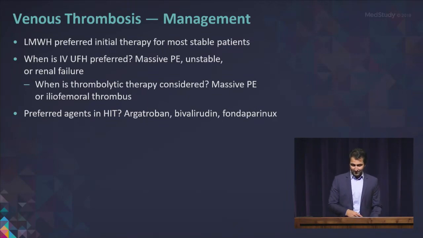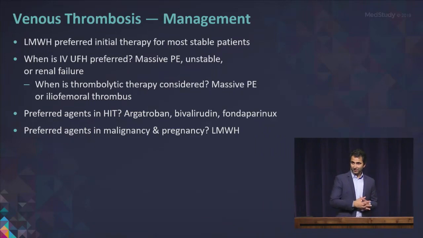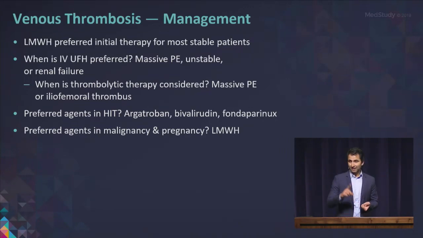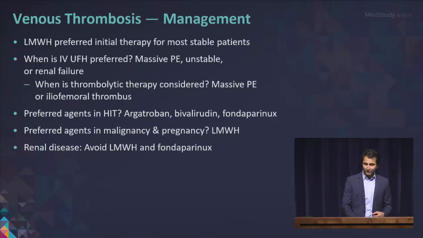We talked about HIT and which of the non-heparin drugs are preferred there. In pregnancy, as the question went over, low molecular weight heparin is basically it. The DOACs, or the direct oral anticoagulants, no good in pregnancy. Warfarin, no good in pregnancy, so think of low molecular weight heparin. In malignancy, it's also long been favored: low molecular weight heparin. That's evolving. We're getting some data on some of the DOACs now, but for your purposes, think low molecular weight heparin. Renal disease, you want to avoid the low molecular weight heparin.